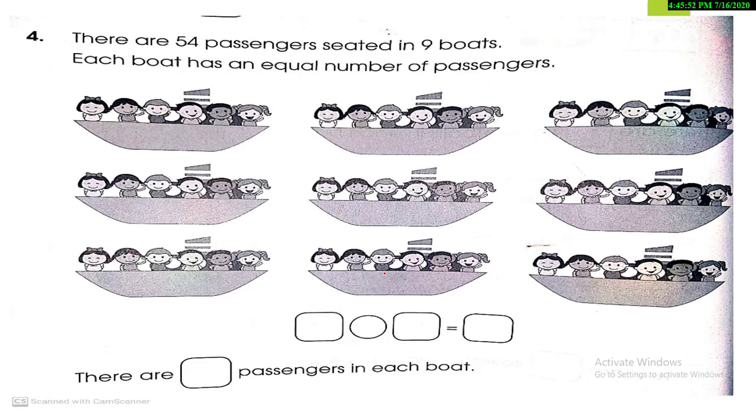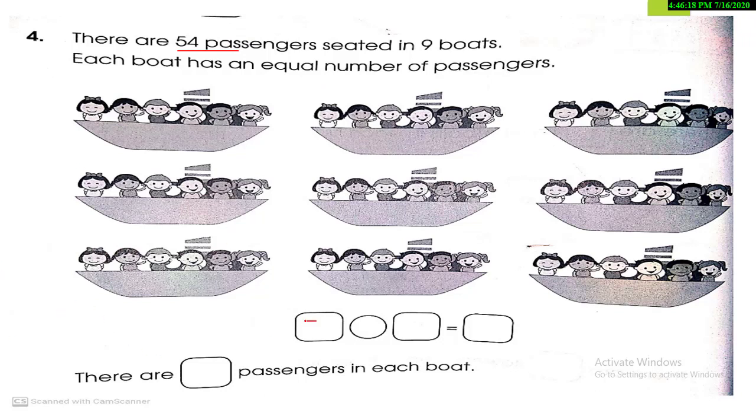Okay, now on question number 4. There are 54 passengers seated in 9 boats. Okay, interesting. There are 9 boats total and there are 54 passengers. This is the total number of people that we have, and in total we have 9 boats. Each boat has an equal number of passengers. So they just want to know how many people can sit in each boat.